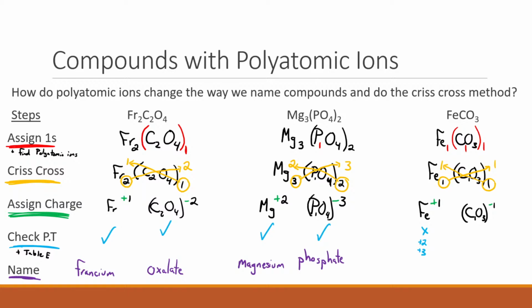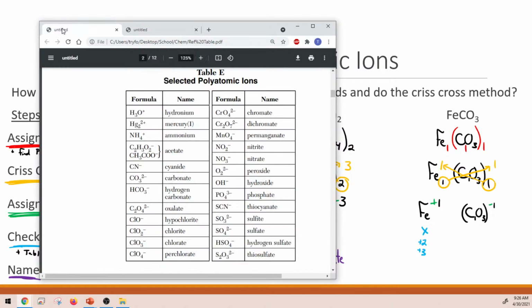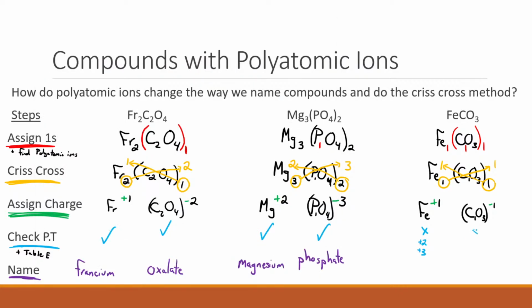What about CO3? Let's look at table E and see what table E has to say. If we find here's our carbonate, carbonate must be a -2, so it also doesn't match. Right? It does not match. It can only be a -2.